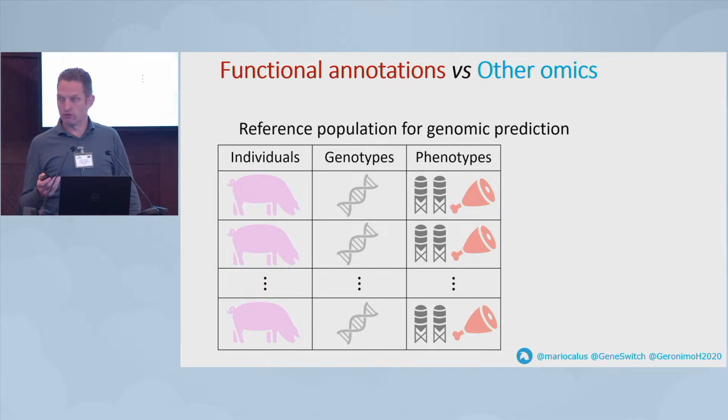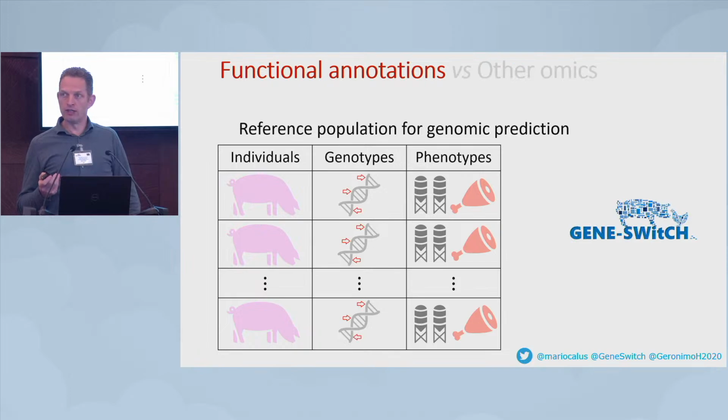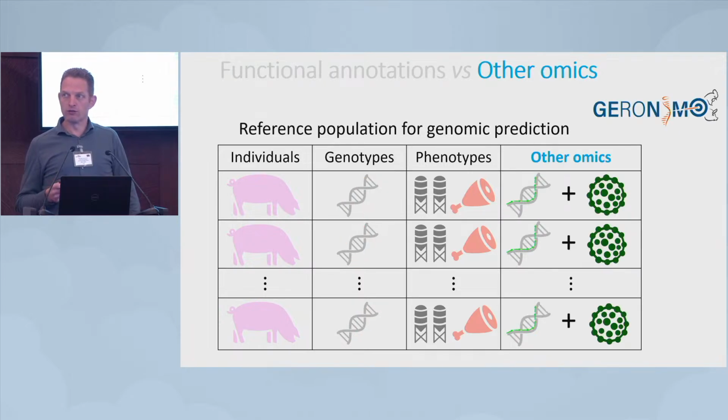So here the example could be feed efficiency, or some growth-related trait or meat-related trait. Now, in GENE-SWitCH, what we did is we looked at the genomes of individuals, and we tried to pinpoint, based on the functional annotation, where we thought the relevant variation is to explain phenotypic variation. So that's what these little red arrows on the DNA indicate here. In contrast, in Geronimo, we add another layer of information for the reference population. For these individuals, or at least a sizable subset of the animals in the reference population, we get an additional source of information, which we call other omics, because it could be gene expression, microbiome data, or methylation data, like we are particularly interested in within Geronimo.